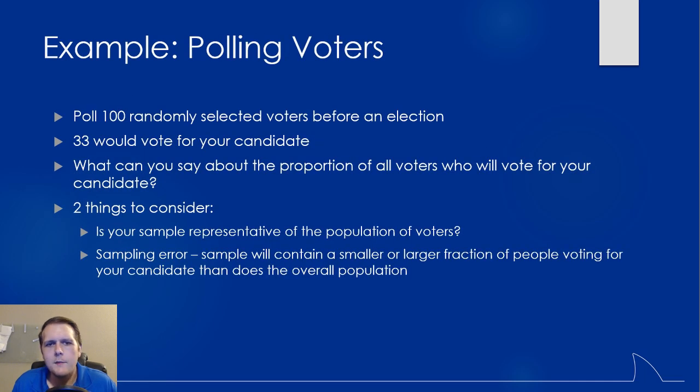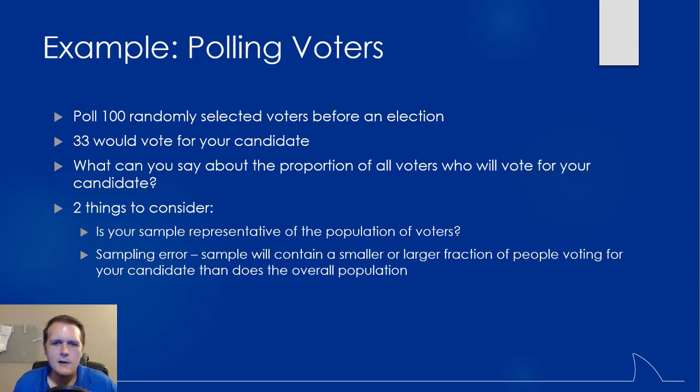Let's take another example. Let's say we're going to poll 100 randomly selected voters before an election, and 33 said they would vote for your candidate. I'm not going to say which candidate. I don't care which candidate, but let's just say 33 of them said they were going to vote for your candidate. And you wanted to find out, okay, how many of these people would actually vote for my candidate if I extrapolated this out to the whole population that you were looking at, right?